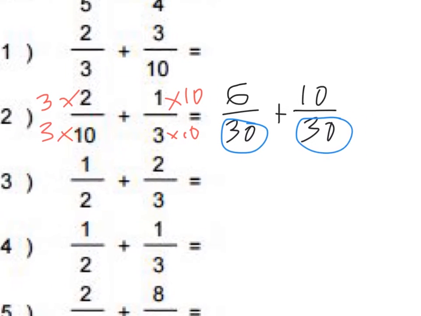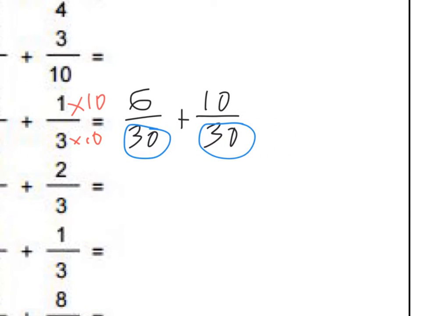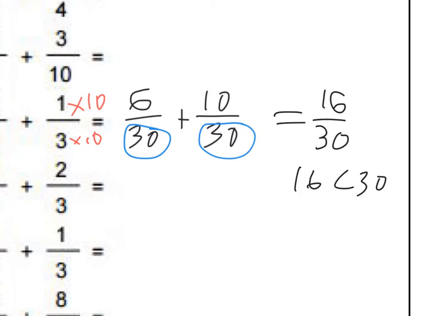Now, 6 over 30 plus 10 over 30. What is the bottom? 30, because you're just adding and it stays the same. What is 6 plus 10? 16. Now, if you go back to the rules, if it was equal or greater, you divide. But if it was less than on the top, and 16 is less than 30, you go to step 4.